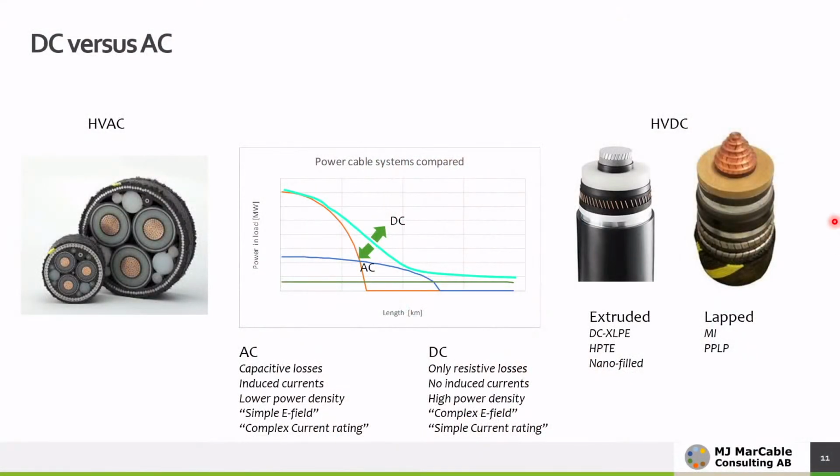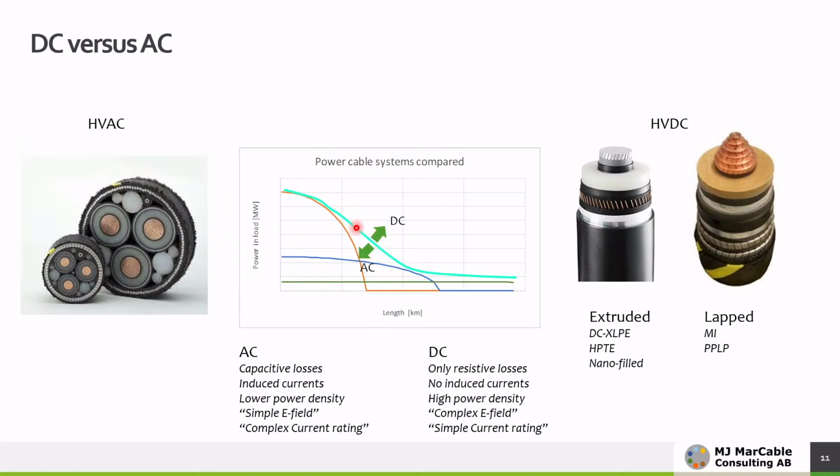In the graph, you see that if you want to have lots of power over long distances, you are in the top right-hand corner of the graph, and then you are in the DC regime, because there AC cables are limited in length by their capacitive losses. So even if you can reach rather long lengths, it's only for lower power. For high power, like gigawatts, and long lengths, hundreds of kilometers, you go for the DC cables that you see on the right-hand side. Now, two examples, by the way.